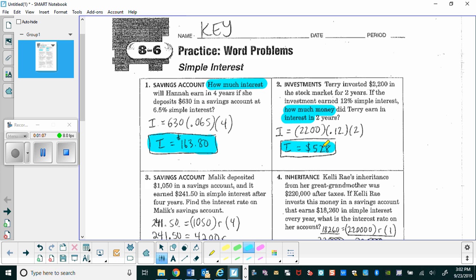Now, neither one of these problems asked us for the total account balance or the amount that it's worth in the end, so we do not need to add the interest into the principal, not yet.